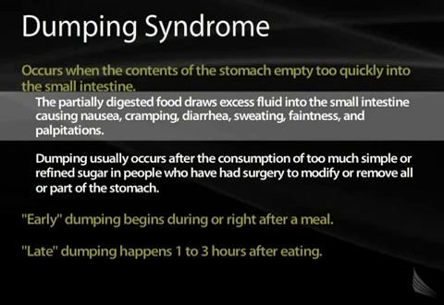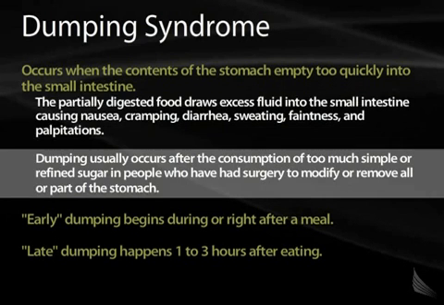The partially digested food, which is drawn into the small intestine, has an osmotic potential, and therefore it draws fluid into the small intestine. This results in nausea, cramping, diarrhea, sweating, faintness, and palpitations as large fluid shifts are occurring in the body. Dumping usually occurs when there's too much consumption of simple or refined sugar, or in people who've had surgery to modify or remove all parts of the stomach.